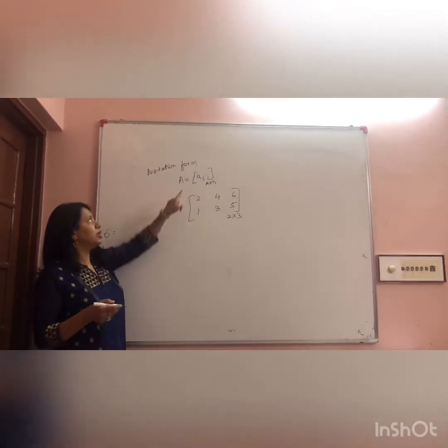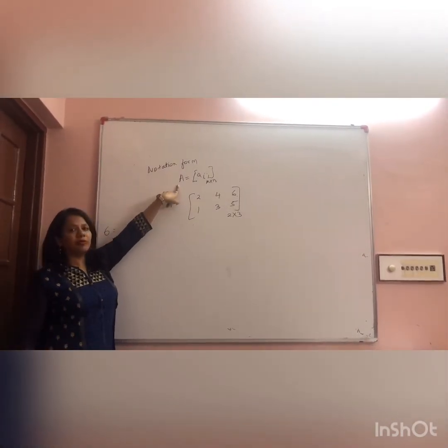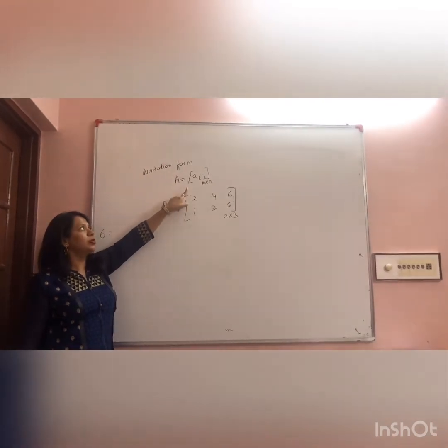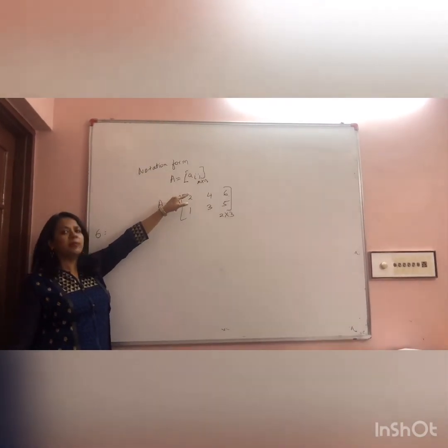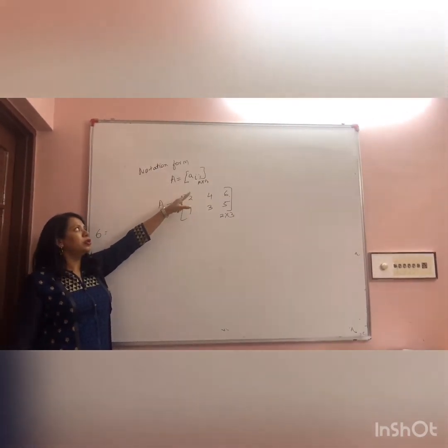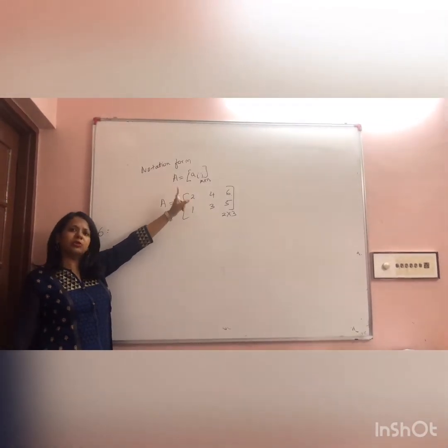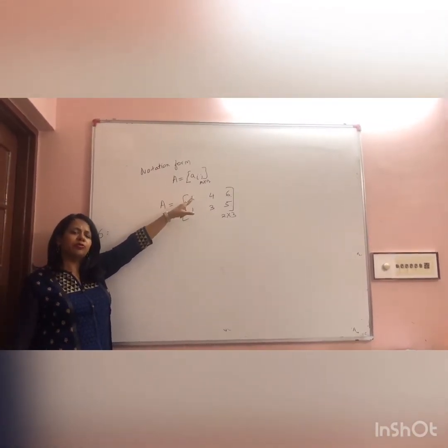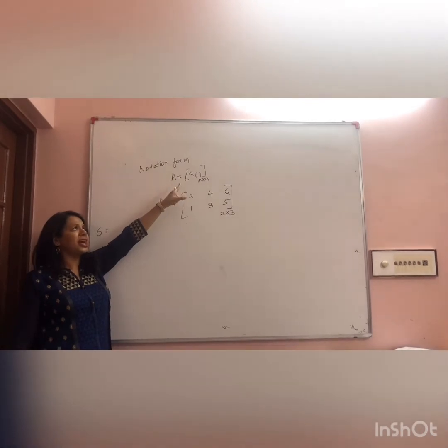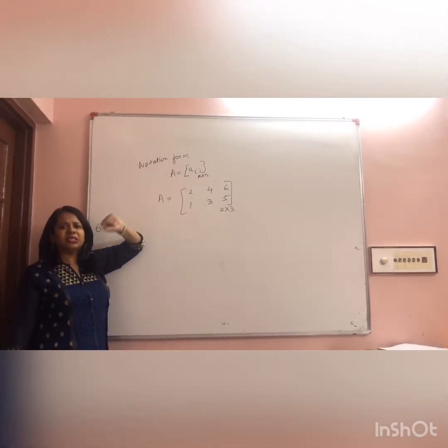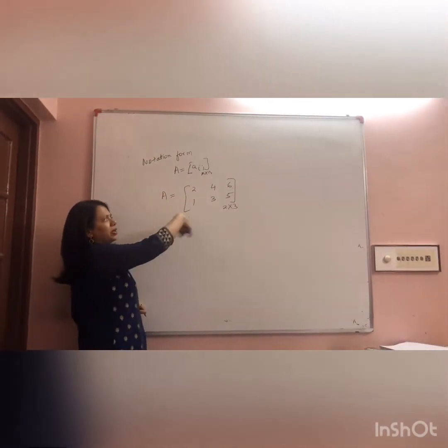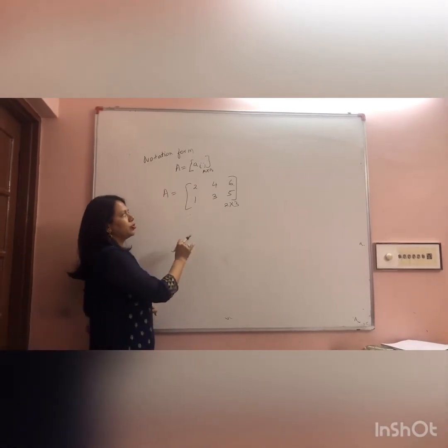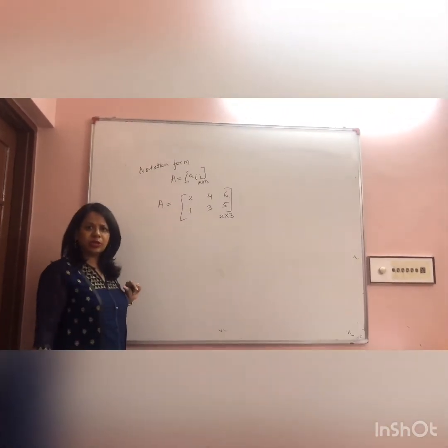Now here, this is the notation form of writing down a matrix. A is equal to Aij, m cross n, where m cross n is the order of the matrix, which is the number of rows into the number of columns. And i stands for row and j stands for column. For example, I have a matrix over here, a 2 into 3 matrix.